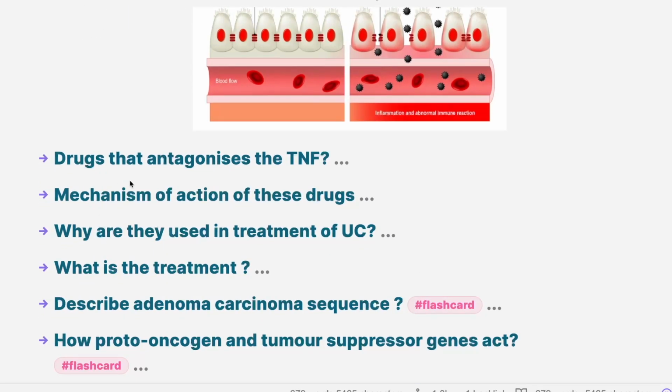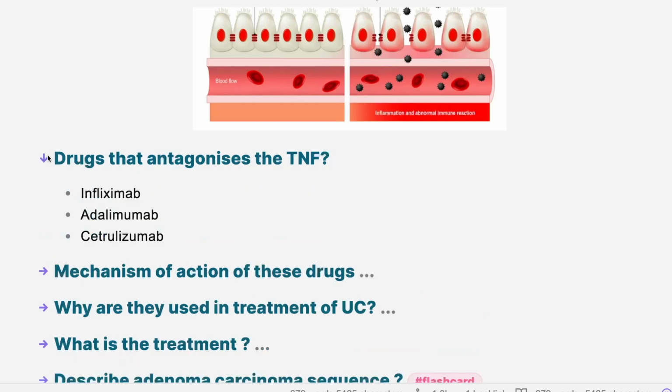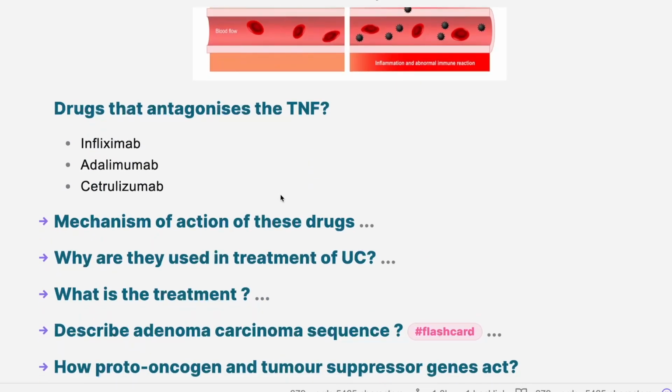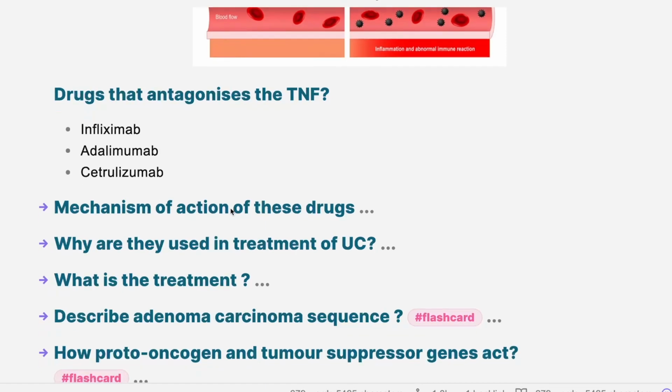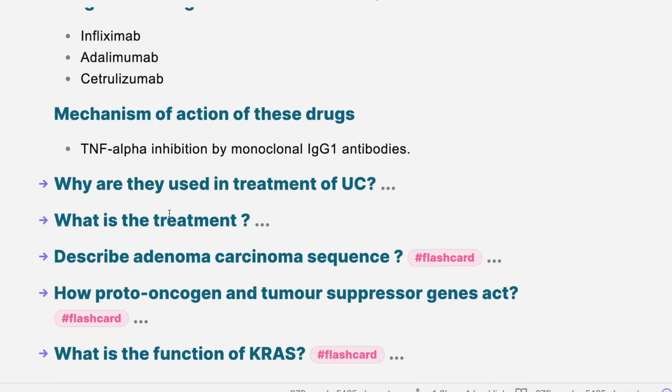We have a few drugs that antagonize this cytokine, and these drugs are adalimumab, cetuximab, and infliximab as well. The mechanism of action of these drugs is that they are monoclonal antibody inhibitors. So basically, they are monoclonal IgG1 antibodies. Why are they used in the treatment of ulcerative colitis? They are usually used in patients with extracolonic manifestations or those patients who are refractory to steroid use.